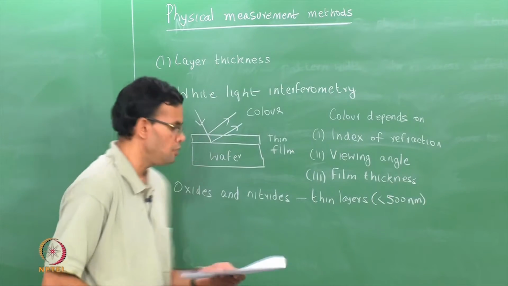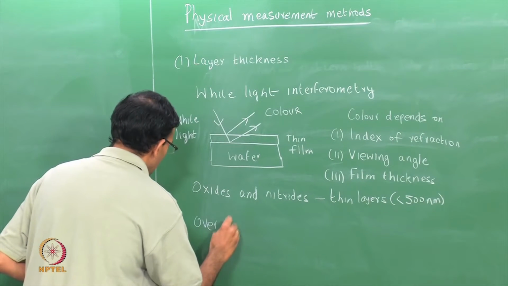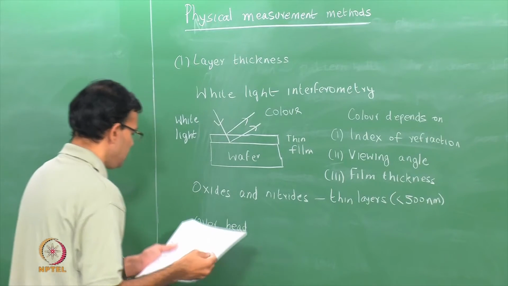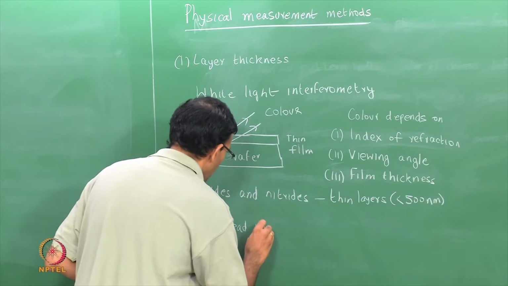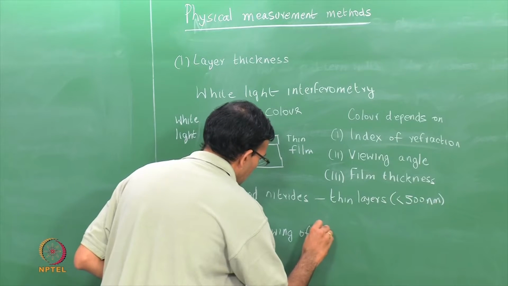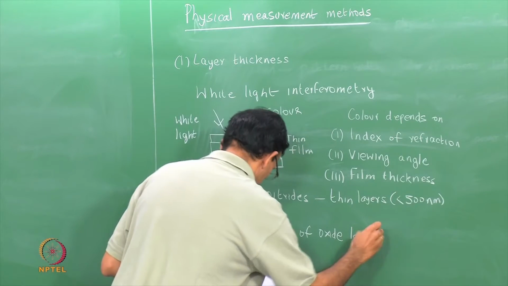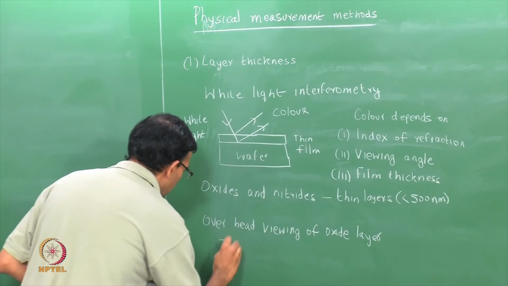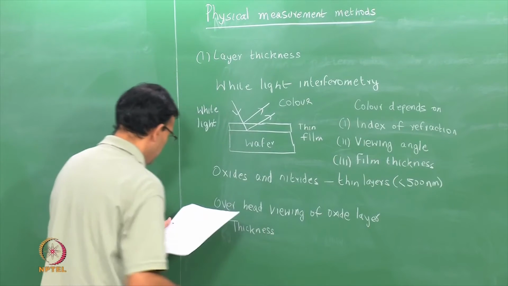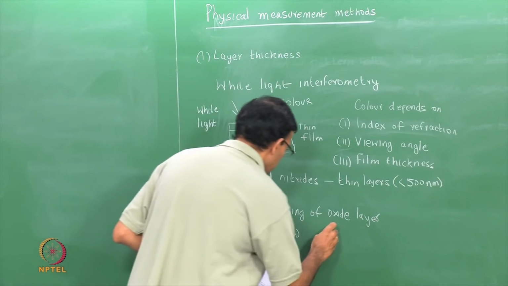To give some values, consider an oxide overhead viewing. So, your angle you are looking right down, so that the angle is 90 degrees. So, consider overhead viewing of an oxide layer. So, depending upon thickness, we will write the thickness in micrometers. You can have different values of color.